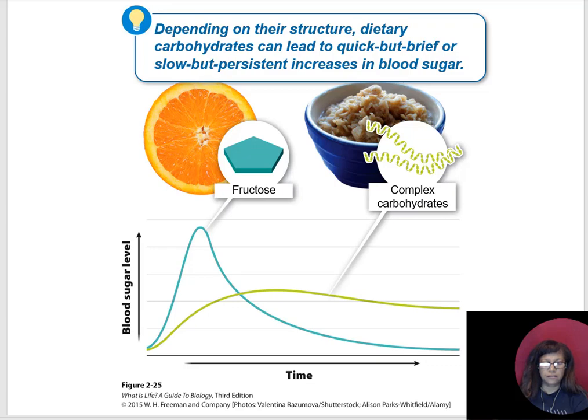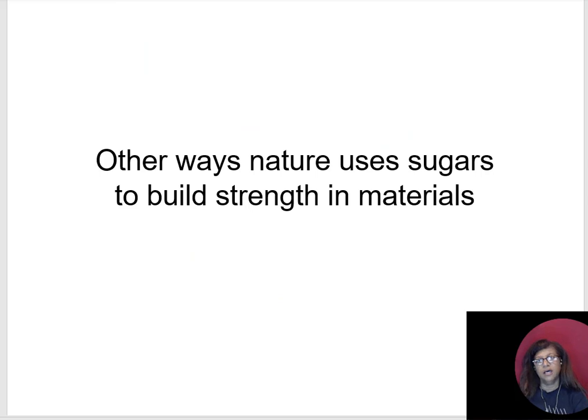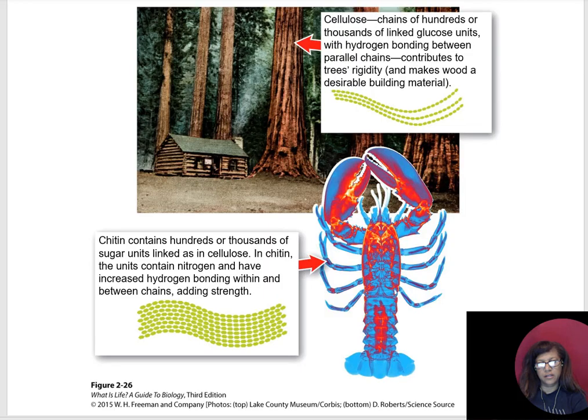So let's carry on. We want to take a look at other ways that nature uses sugars to build strength in materials. And these things you're actually familiar with, but we're going to put a scientific name to them. So if you've ever gone to a lobster house or Joe's Crab Shack and eaten lobster and crab, you know that it is really hard to get into that shell.